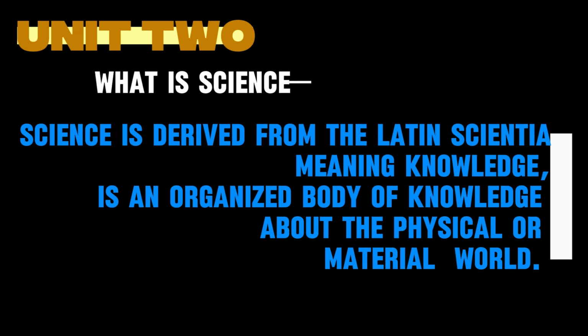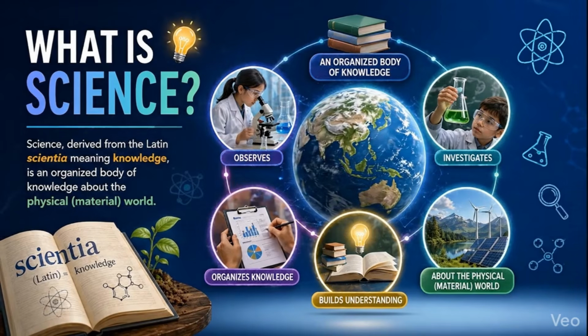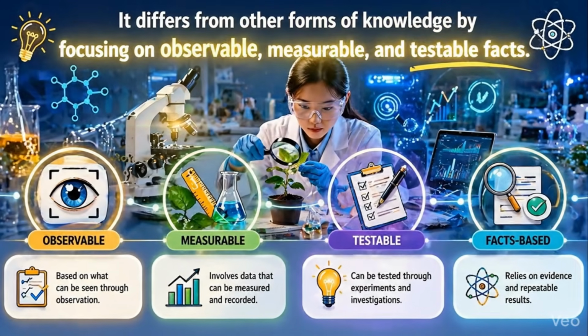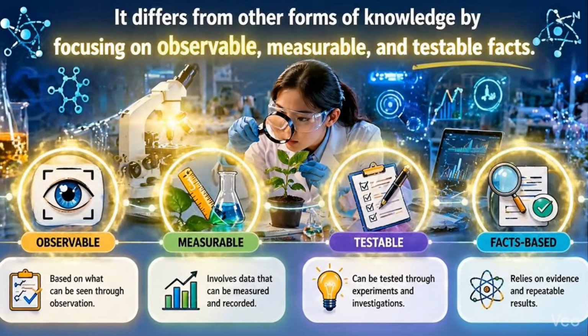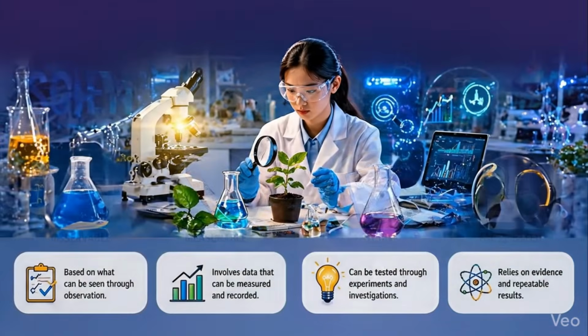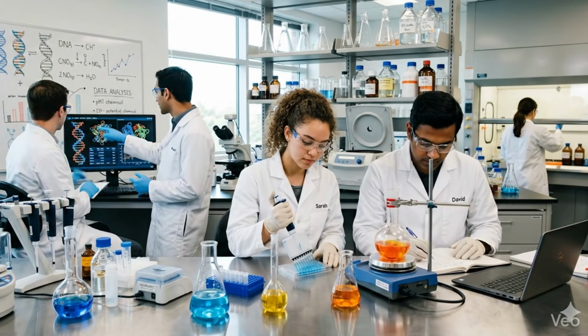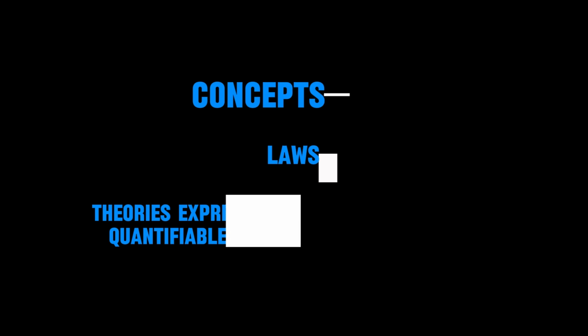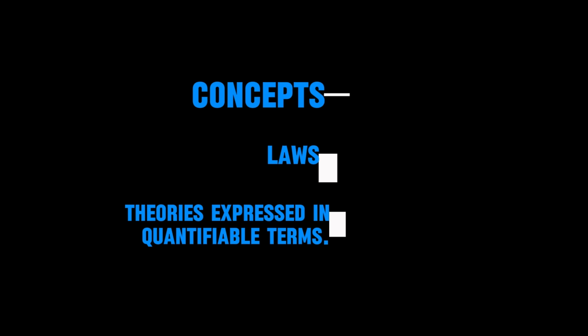Unit 2. What is science? Science, derived from the Latin scientia, meaning knowledge, is an organized body of knowledge about the physical, material world. It differs from other forms of knowledge by focusing on observable, measurable, and testable facts. Science explains how the world works, including the properties of things and the changes they undergo, using concepts, laws, and theories expressed in quantifiable terms.